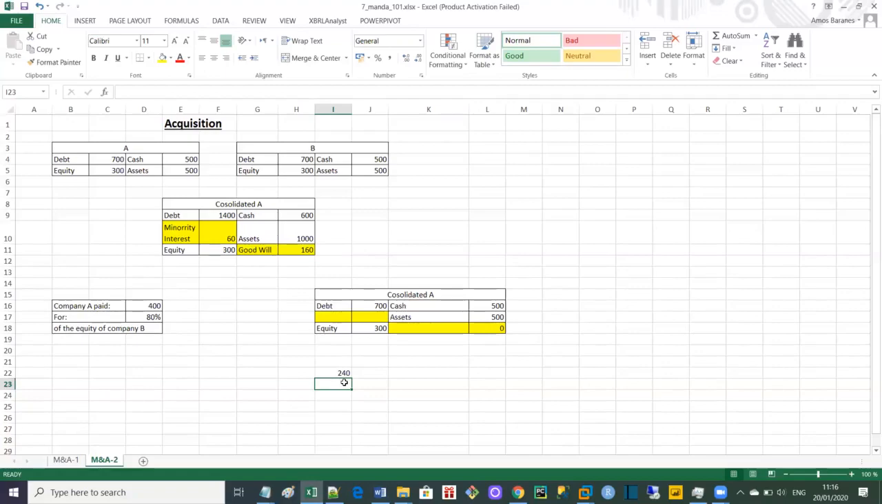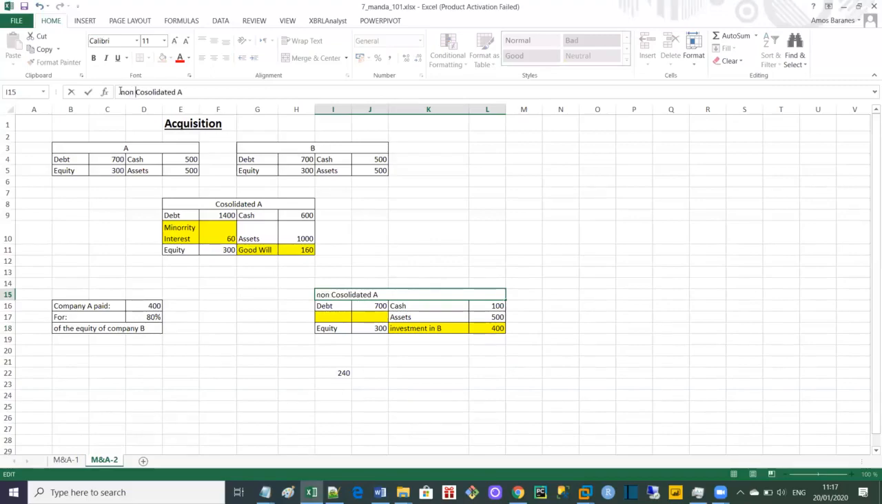So let's first do the acquisition without the consolidation. In other words, since company A is paying 400, the total cash of company A went down by 400. That means that here we have only 100, and the investment in B will also be 400. Of course, it's still balanced. That's the way it will be non-consolidated.